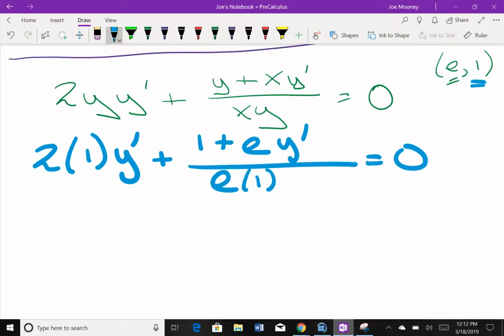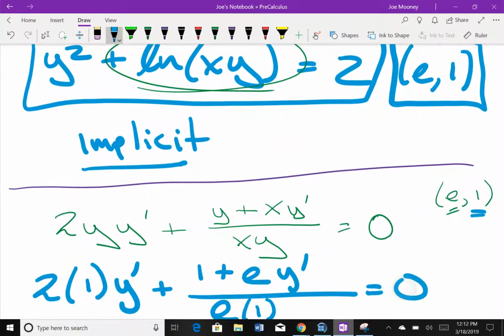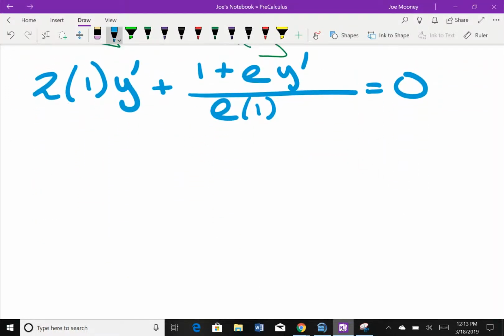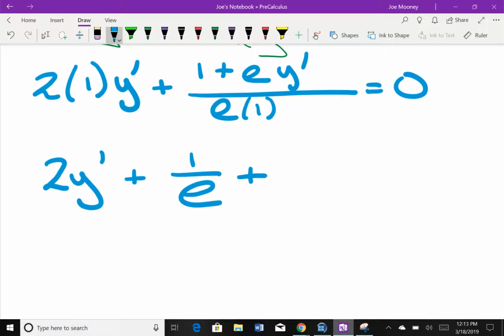So let's clean that up. If you would have done it the other way with separating that out, it's eventually going to get us the same answer. So that gives me 2y prime, plus 1 over e, plus y prime, because that's e y prime over e, but we can just cancel that out. It's equal to 0.